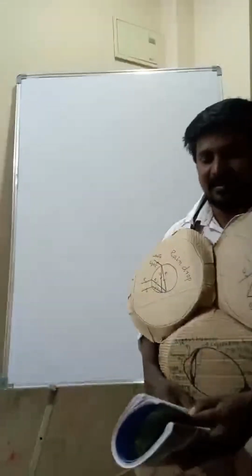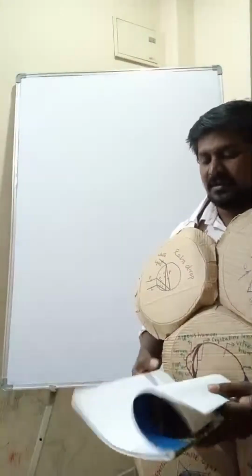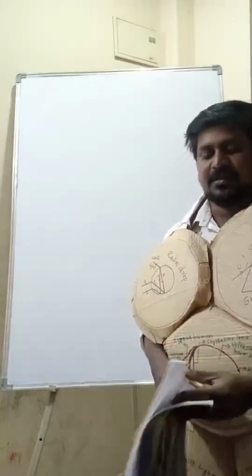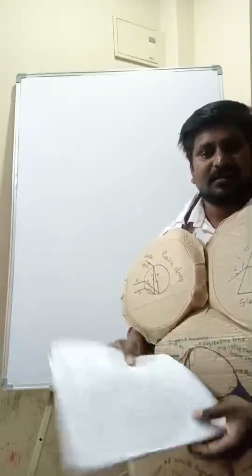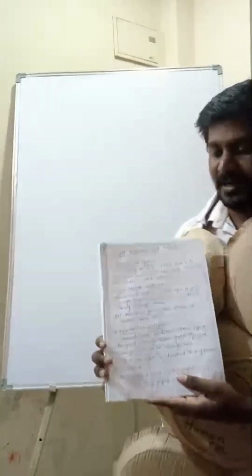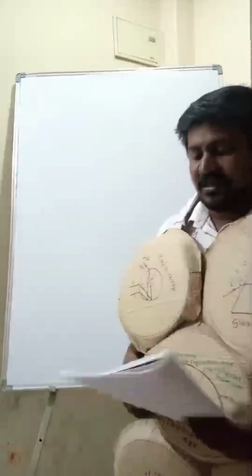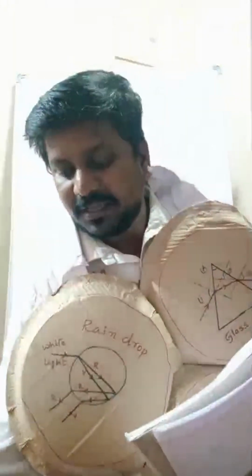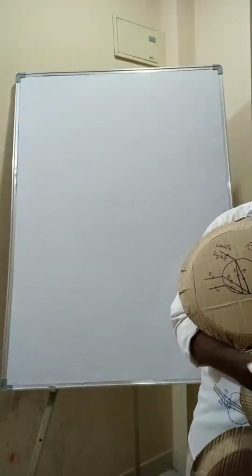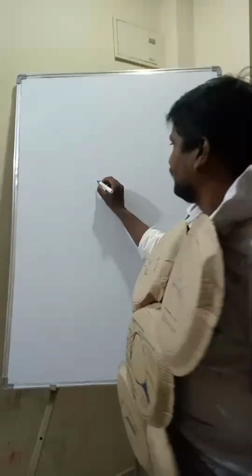Now we can see here, this is my handwritten notes. I wrote 100 definitions in it. I already showed these notes to you all, right? So we will see reflection of light. The bouncing back of the light from the reflecting surface is called reflection of light.